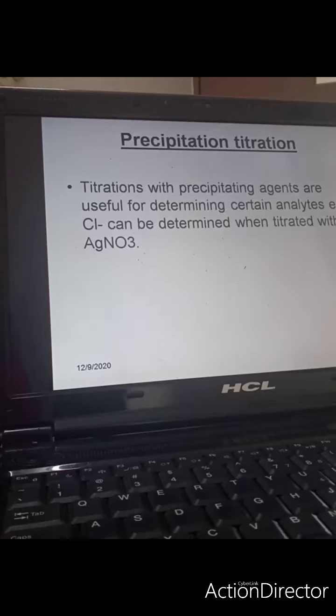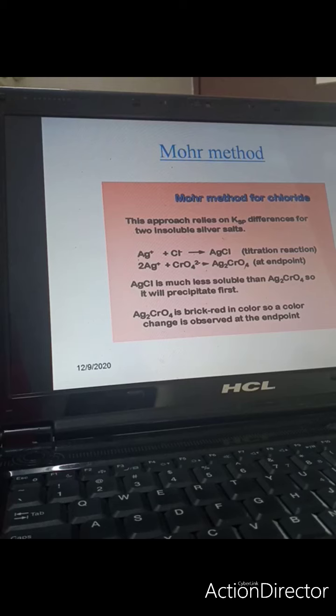Today I will be discussing precipitation titration, as in my previous video we discussed what complexometric titration is. Now in precipitation titration, the standard solution which you will be taking will be a precipitating agent. For example, when we want to determine the concentration of chloride ions, we generally use AgNO3, silver nitrate, which is a precipitating agent. So the titrations with precipitating agents are known as precipitation titrations. Let us discuss one of them.